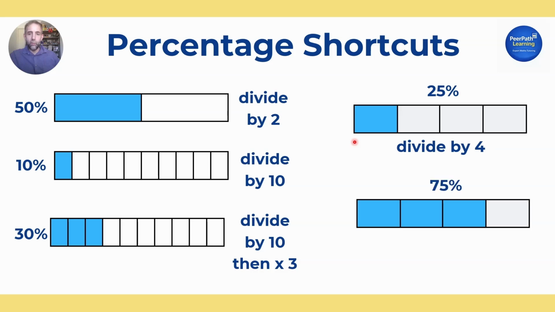And then here we've got 75%. But if we compare it to here, we've got one blue section, whereas we've got 1, 2, 3 blue sections here. So if we want 75%, divide by 4 to get 25%, and then times by 3.